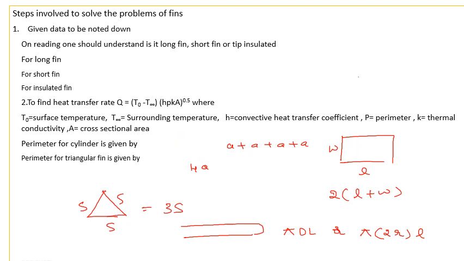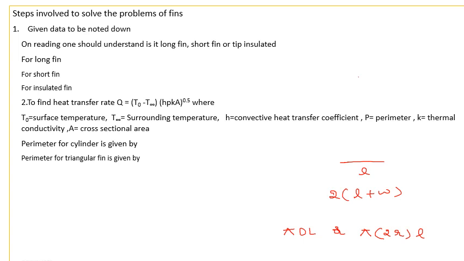Next one is k. k is the thermal conductivity of the material, and that will be given. If the thermal conductivity is not given, we can use the handbook to find out the thermal conductivity of a given material. Next one is the cross-sectional area.